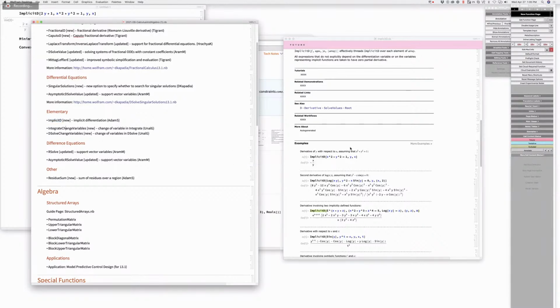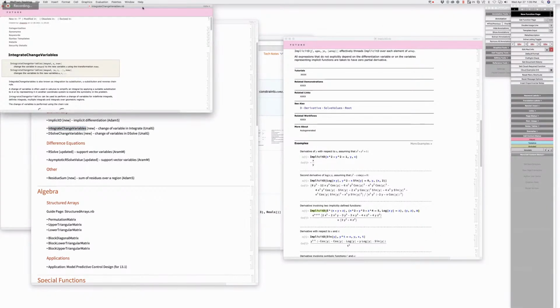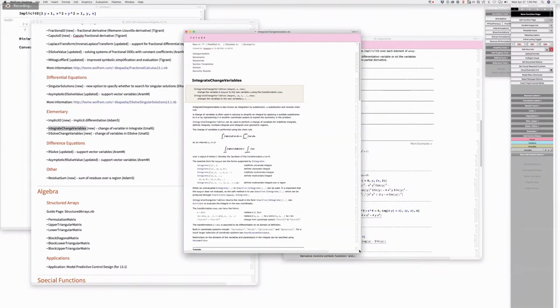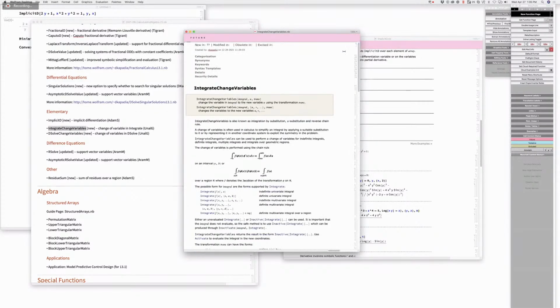Integrate change variables. Let's look at this now. Okay, so this I think is going to bring up the horrors of inactive things, right? Yes. I'm not sure we're going to be able to solve that here, and I think you should make this experimental. We want to make it experimental. Yes, that's fine.